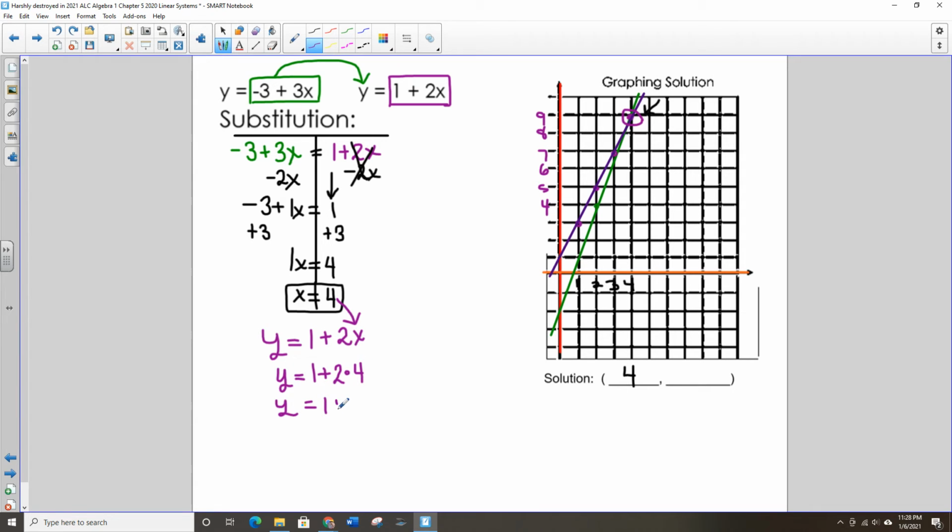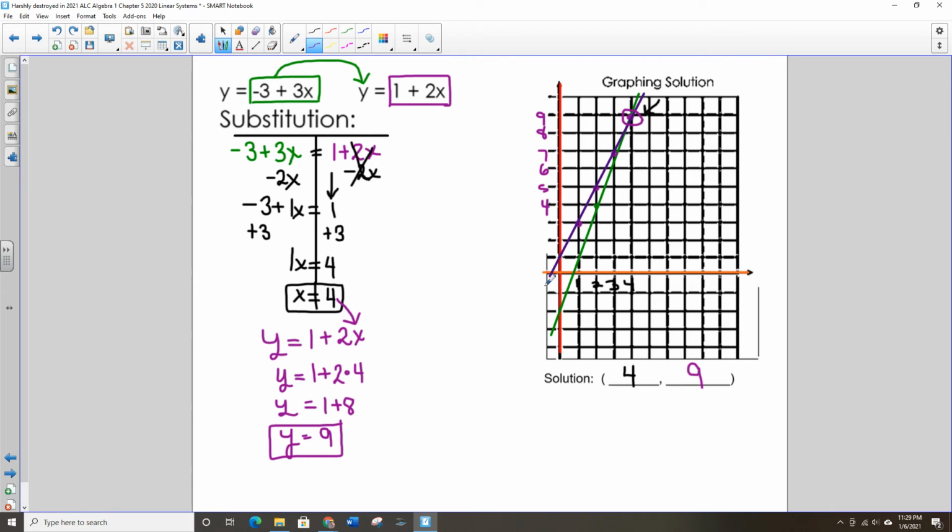2 times 4 is 8. And what is 1 plus 8? And the correct answer is 9. All right. So that's going to tell you what the other coordinate is. And we want to make sure we write them as coordinates. Some of you have been doing like a backslash in between, but we want to move away from that. That's more for doing slope. We want a parentheses with a comma in between.